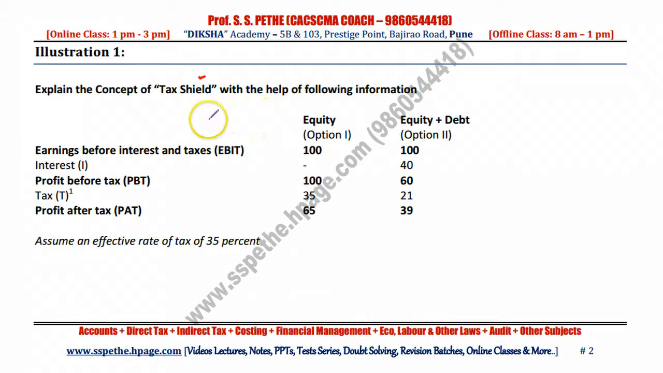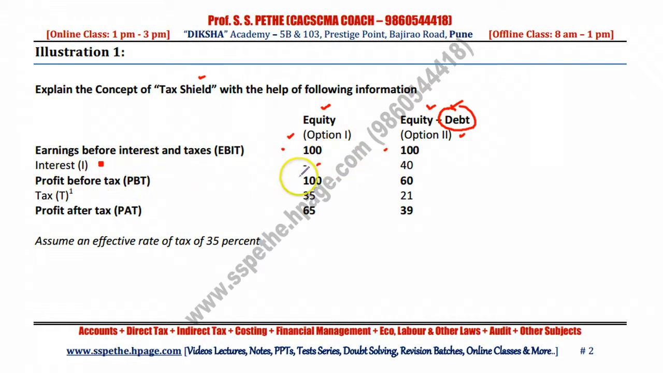अब जो information दे रखी है वो दो ऑप्शंस में दे रखी है. ऑप्शन 1 में कंपनी यूज कर रही है फुल इक्विटी कैपिटल और ऑप्शन 2 में company is using equity with debt capital. Now the earning before interest and tax will be the same in both the options, 100 rupees, 100 rupees. Interest will be deducted only in option 2 because of the debt और interest है 40 rupees का. ऑप्शन 1 में debt यूज नहीं हुआ है तो no interest.